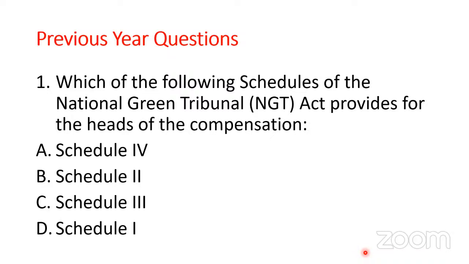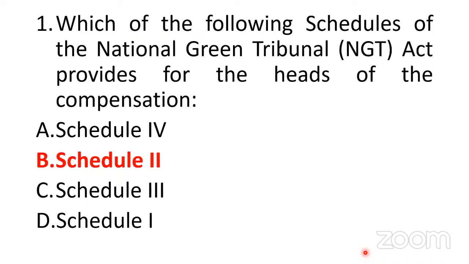So let me go to the answer. It's Schedule 2, we just saw it. If there is any death, injury or loss of job, the Tribunal will fix the compensation. It is given under Schedule 2. This is a previous year question. Whatever questions we are going to discuss, all belong to previous year questions, so kindly give a focus. This is how we should study the Act. So do not forget Schedule 2. Correct answer.